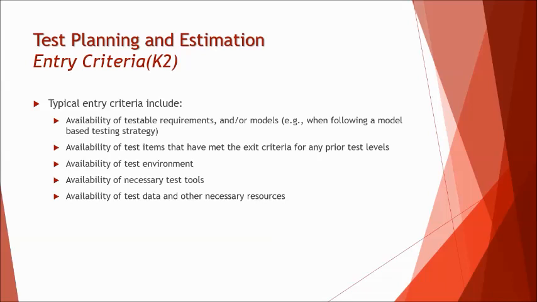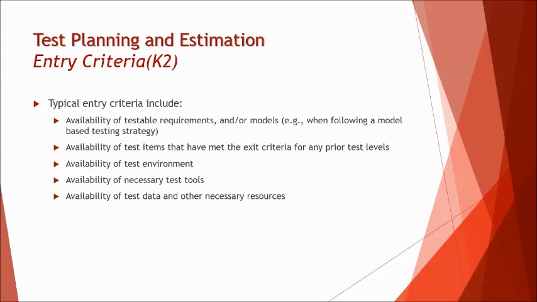So here is a template which we can have a look at. An example is availability of the testable requirements or models, which would be part of the entry criteria. Availability of the test items that have met the exit criteria for any prior test levels. For example, some of the exit criteria of a particular level can become an entry criteria to the next level. For example, exit criteria of unit testing. If this module is unit tested, it becomes an entry criteria for integration testing, which would be really mandatory to have.